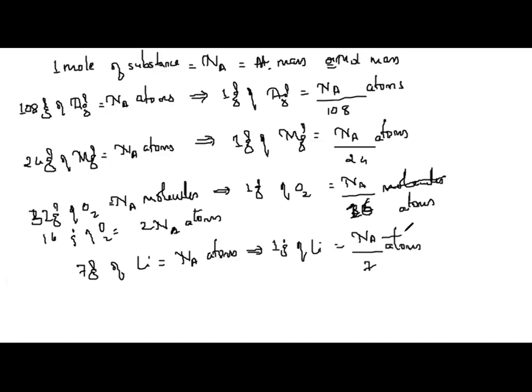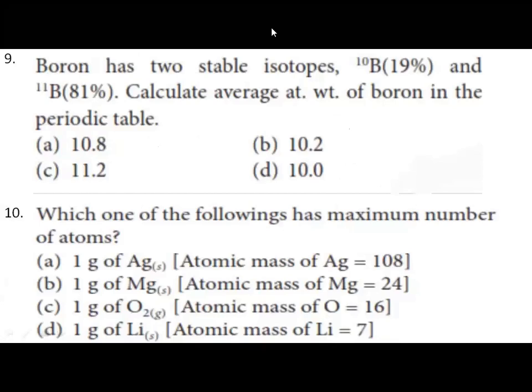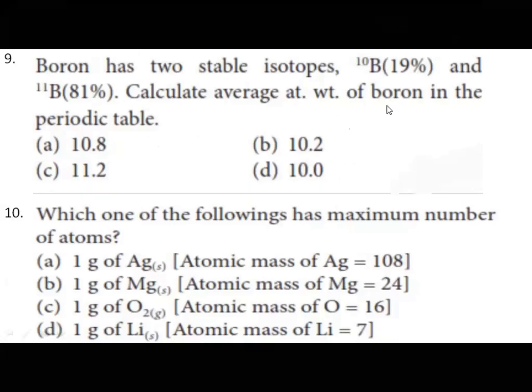Correct? So here, which of them has maximum? Look here, which will have maximum? Na by 108, Na by 24, Na by 16, Na by 7. So where denominator number is least, there will be maximum number of atoms. Therefore, I can say 1 gram of lithium has maximum number of atoms. Yes, hope this question is clear. So the correct option is option D. You have to solve it in that form. Then only you will get the answer.